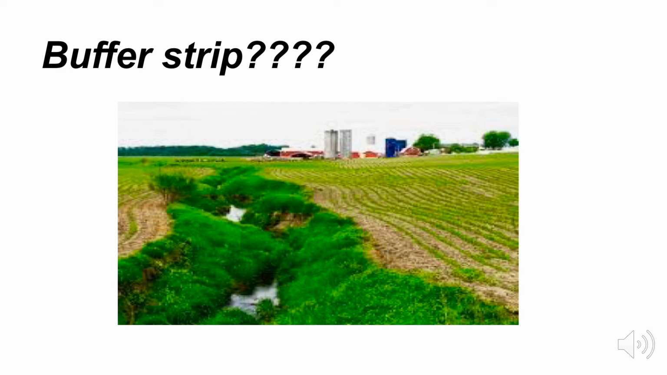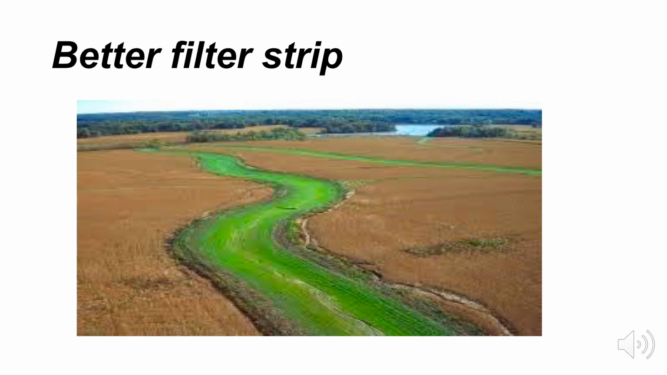Is this a good buffer strip? No, probably not. It's not wide enough. The only reason a buffer strip is here is because the land isn't flat enough to farm right there. But we use technologies where we build better buffer strips, better filter strips. Here's some relatively flat farmland where we've set aside a grassy area around the waterway so that any nutrients moving off the farmland have a good chance to be sucked up by the roots of the grasses in the filter strip.